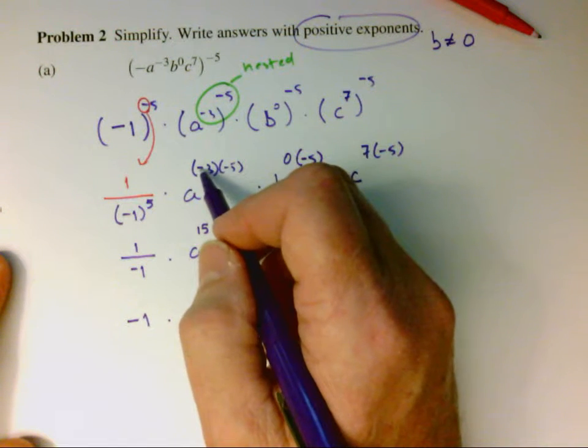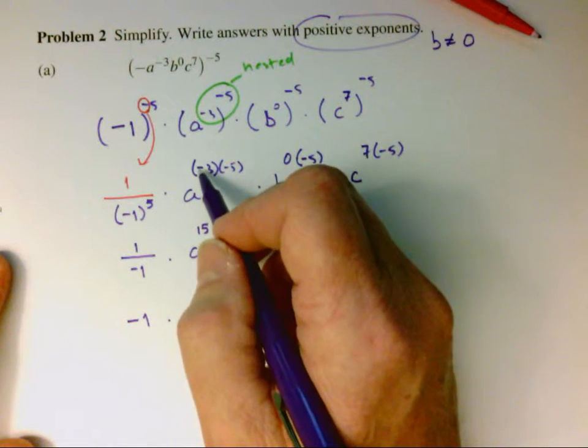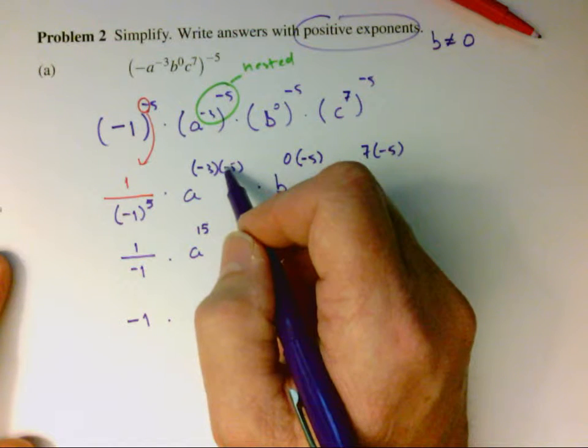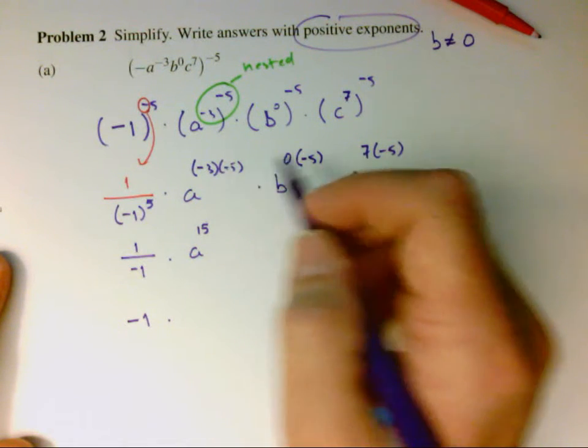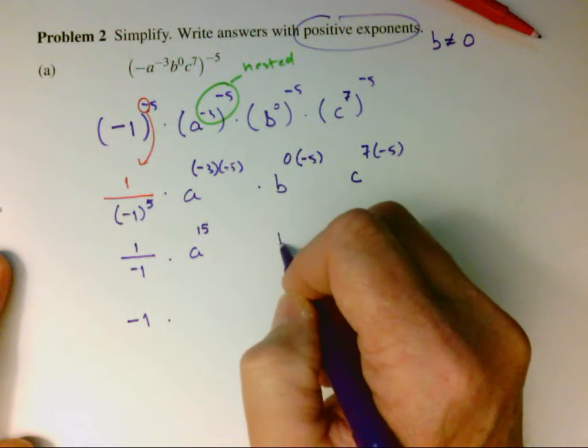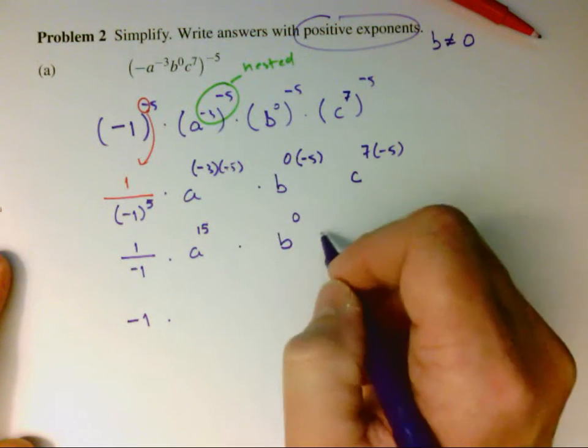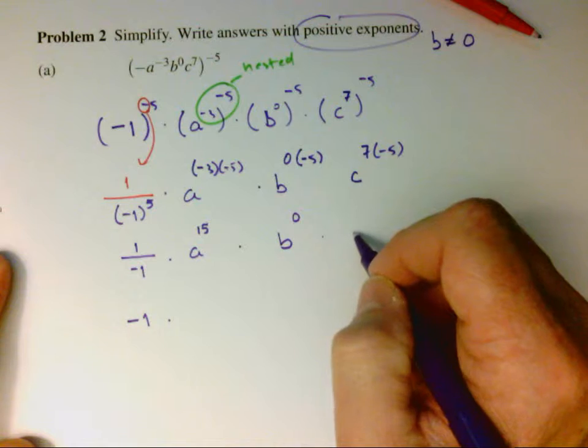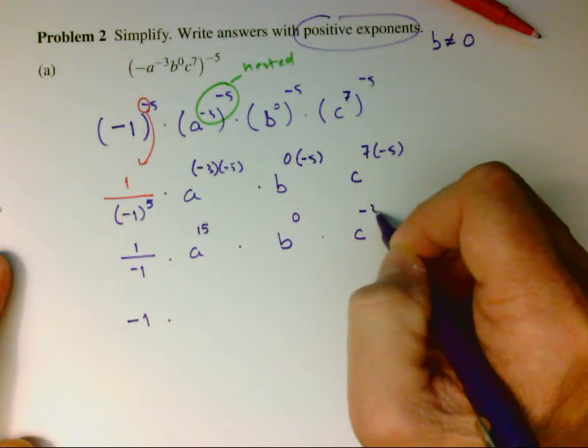If you think about it in terms of exponents, this negative means make a reciprocal, then this negative means undo the reciprocal. If you flip a fraction twice, you're back where you started from. Here you're going to have b to the 0. Anything times 0 is 0. Over here you're going to have c to the negative 35.